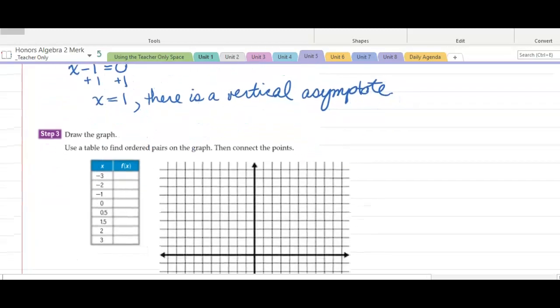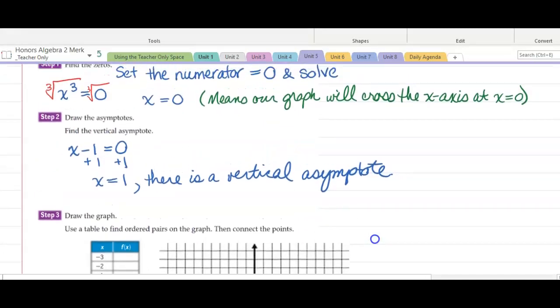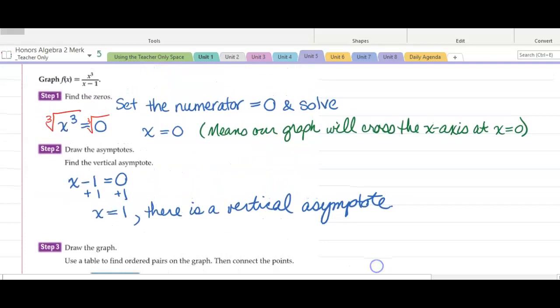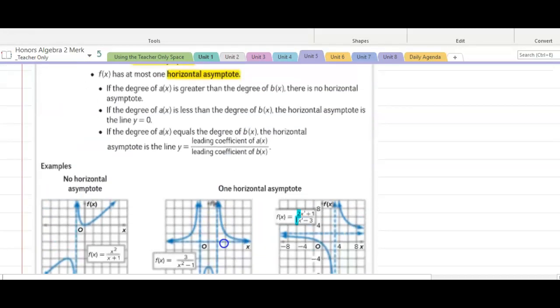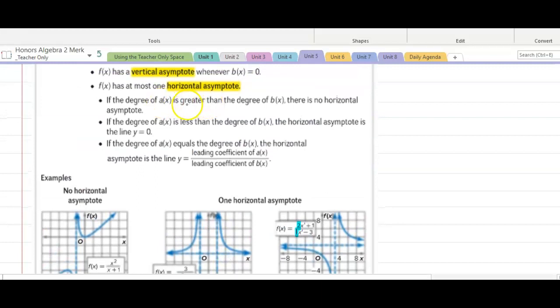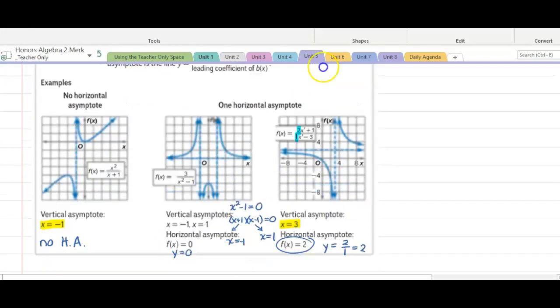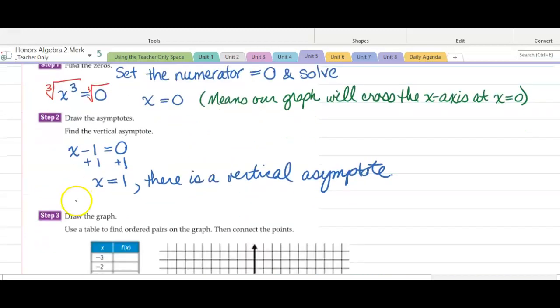We're ready to graph this. Oh, actually, let's think about the horizontal asymptote. The degree of the numerator is bigger than the degree of the denominator. So what does that mean? Degree of the numerator is bigger than the degree of the denominator. No horizontal asymptote. So let's add that so we don't forget.